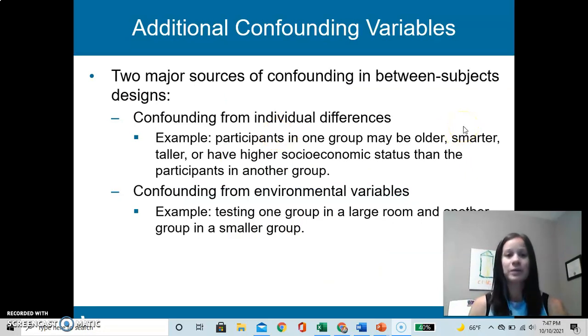All right, other confounding variables are individual differences in terms of characteristics. So like I just said, participants in one group might be older, smarter, taller, higher socioeconomic status, more educated, more open to experience, more traveled, whatever it might be that could be impacting it. Another one is environmental factors, okay? Testing one group in a large room versus testing another group in a smaller room or a smaller group, testing one with a male experimenter versus another with a female experimenter, okay? Basically the domain around them, you want to try and keep them as similar as possible.